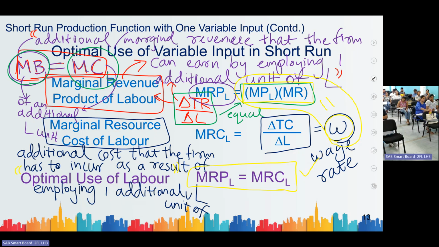So if someone asks how a rational producer decides its labor input in the short run, this is the condition. Marginal revenue product of labor should be equal to marginal resource cost of labor. We find it with this equality: MPL into MR equals the wage rate. So let's see how it happens graphically.